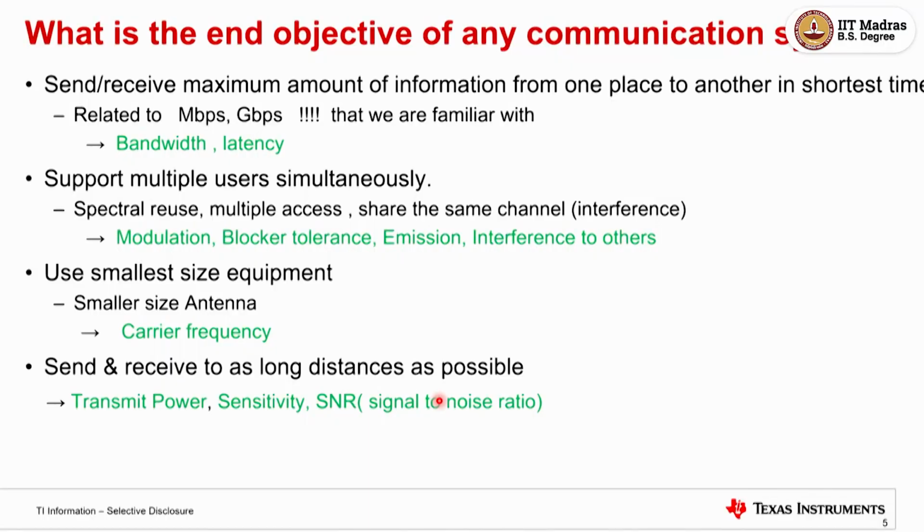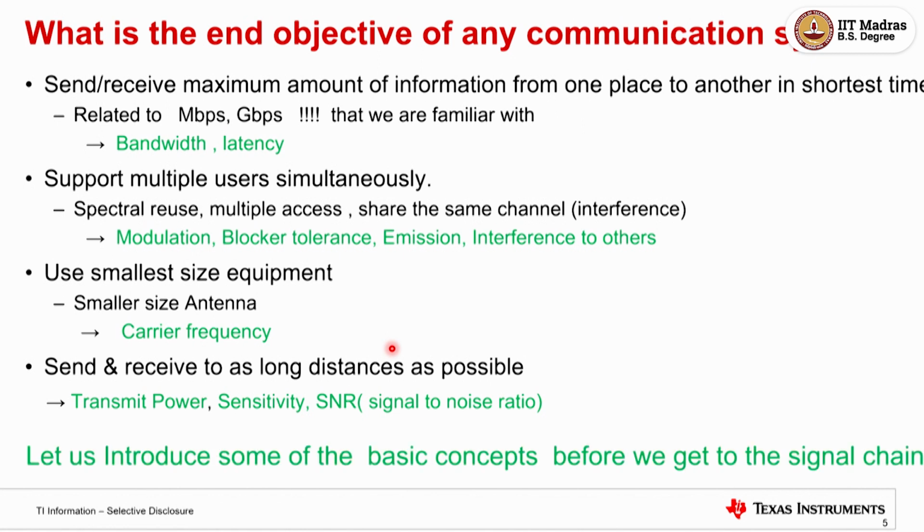So you have to detect the information in the presence of noise. That's what signal to noise ratio means: how much of the signal you can detect in the presence of noise is called signal to noise ratio. So we'll introduce some of these, and then you will understand better as we move on.